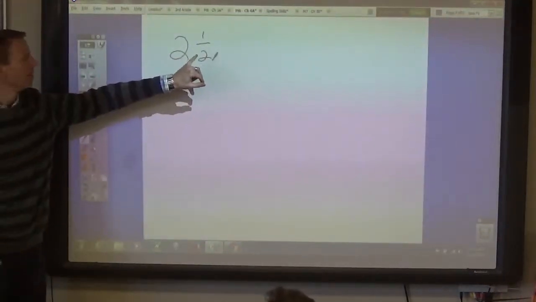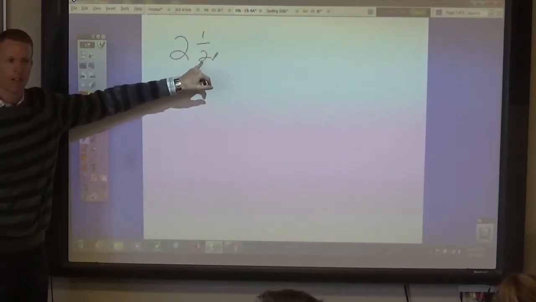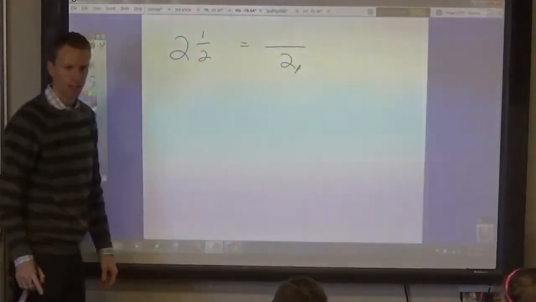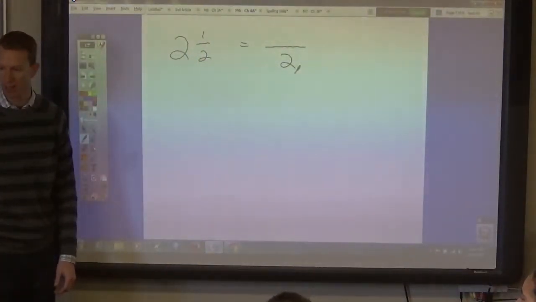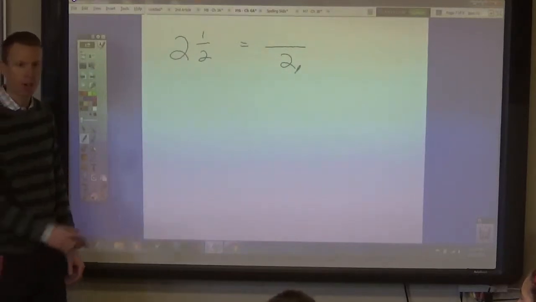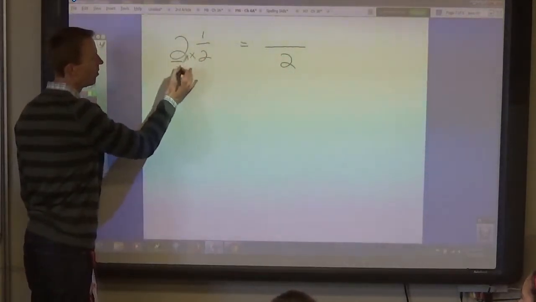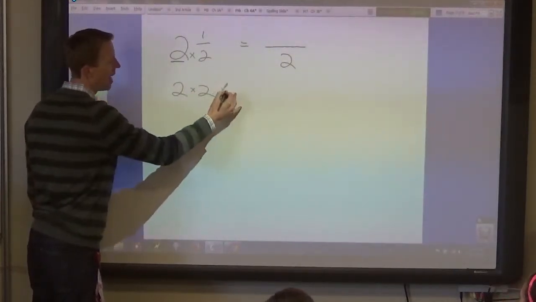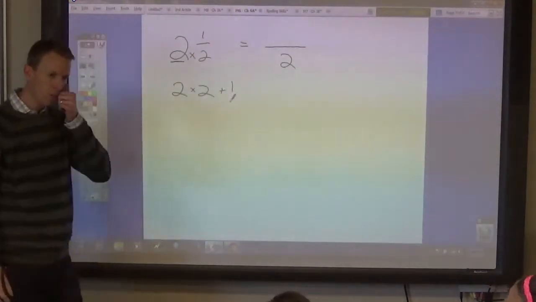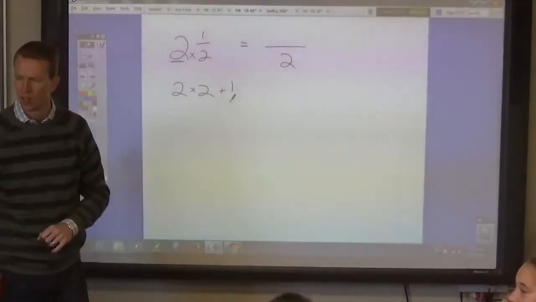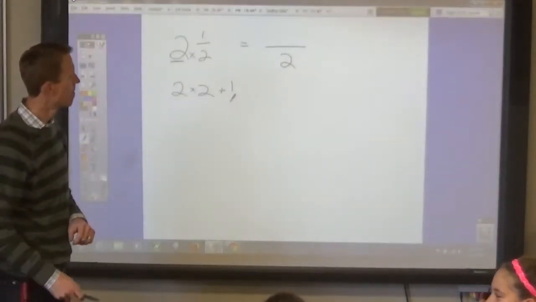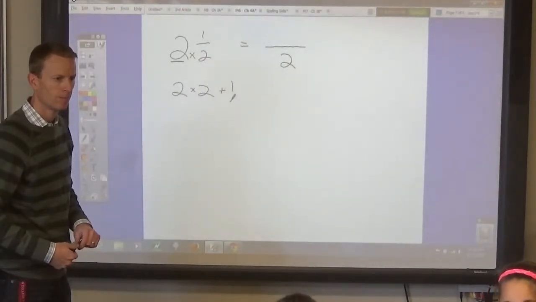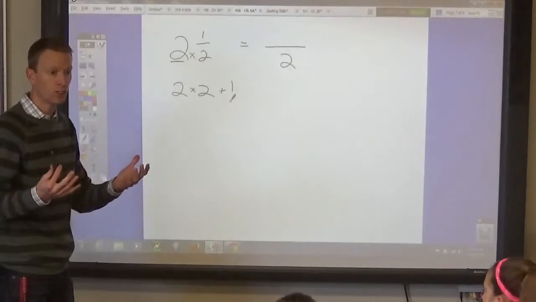Okay, listen. 2 and 1/2. If we want to figure out how many halves, that means we are finding out how many halves there are. And you find it by multiplying the whole number, 2, times the denominator, 2, and then add the numerator. Why do you add the numerator? Because that's how many there actually is of the denominator. That's how many pieces you started with, right?